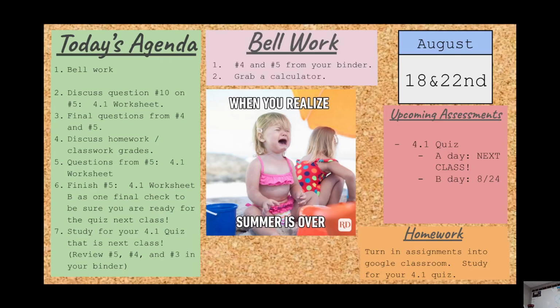But thinking big picture, this is also 1/3 of your first test. We'll do sections 4.1 this, and 4.2 and 4.3, and that will make up your first test. So if you feel really well prepared for this, it should mean a good quiz grade, but it should also mean that you don't need to study for this part when the test rolls around.